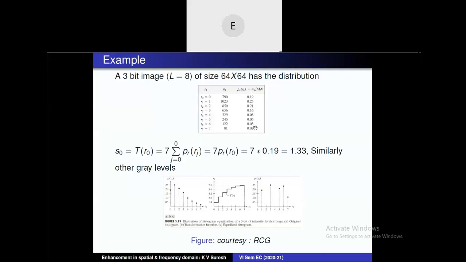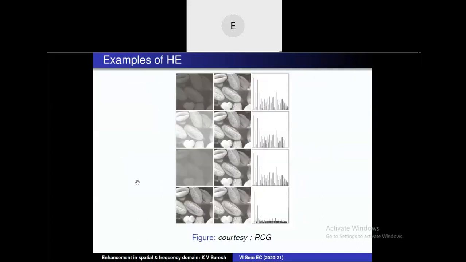So probability is calculated. Then you need to calculate the cumulative. Just to explain, S naught is taken here. PR of Rj will be 0.19 itself. So 0.19 into 7 is equal to 1.33. And similarly, you have to calculate the other values.